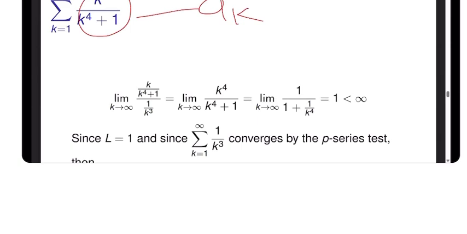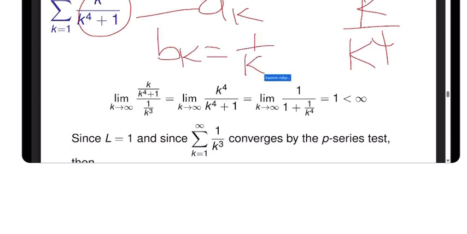Now, I need you to pay attention. Can you look at the denominator? Do you know what I want to find now? I want to find b_k, a similar sequence. And to be able to find b_k, let's investigate k raised to the power 4 plus 1. When k is large, k raised to the power 4 plus 1 will be the same as k raised to the power 4, right? So if it is the same as k raised to the power 4, I'm just going to do k divided by k raised to the power 4. What is it going to give me? It's going to give me 1 over k raised to the power 3. Therefore, my b_k is 1 over k raised to the power 3.